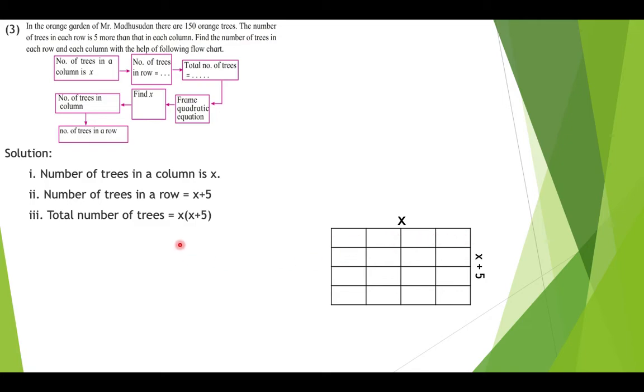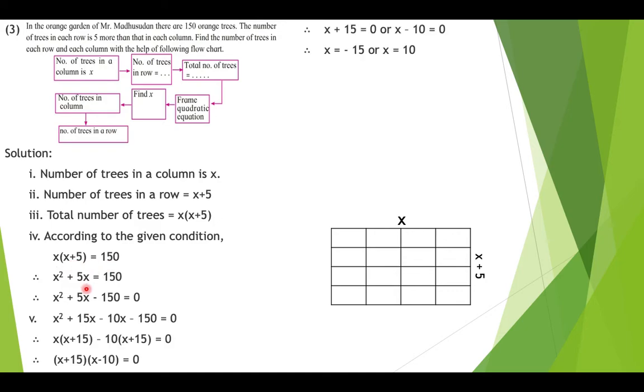So according to the given condition over here, we get the quadratic equation x into x plus 5 is equal to 150. Solving this, we get x square plus 5x minus 150 is equal to 0. Solving this by the factorization method, we get x is equal to minus 15 or x is equal to plus 10. But again, the number of trees in the column x cannot be negative. So that's why we are getting x is equal to 10.